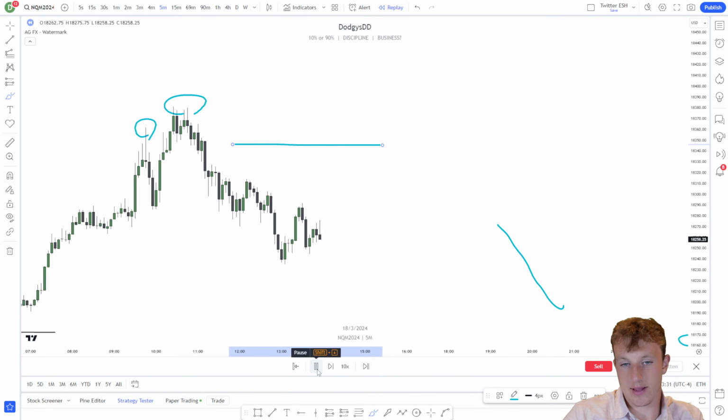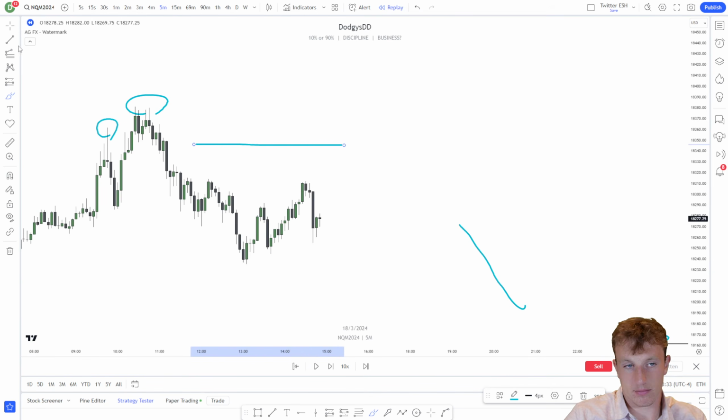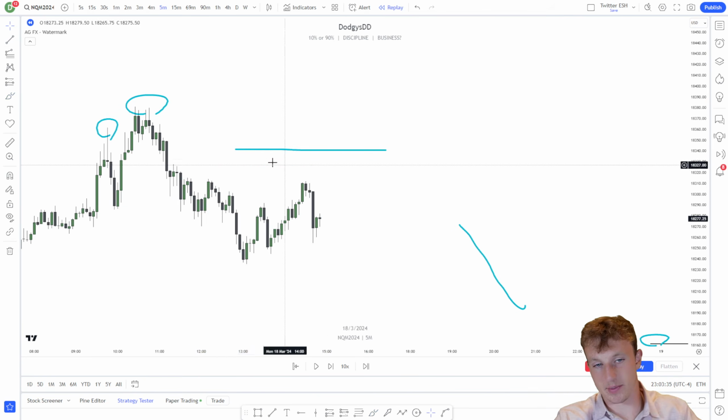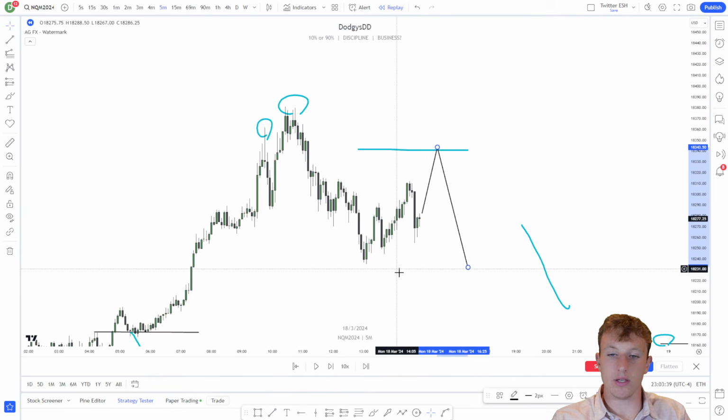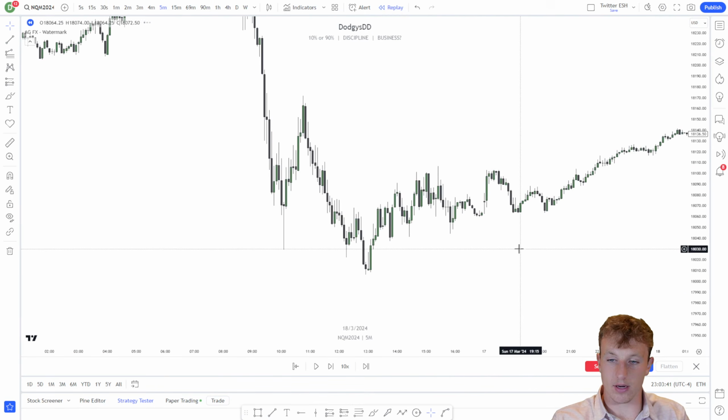But the sad thing about this is we actually never get the entry. So honestly, I probably wouldn't have taken this because it doesn't really come back enough for me to actually get filled to take the entry. But you get the idea. It's just a reversal pattern.